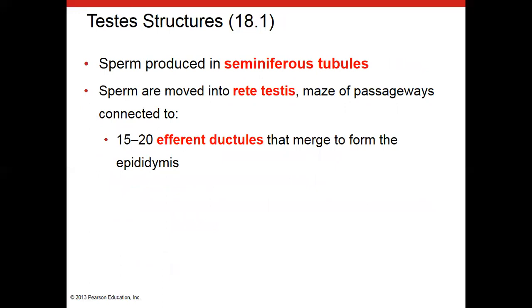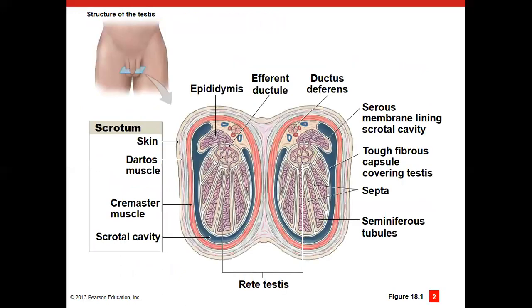Once they're produced in the seminiferous tubules, sperm are moved to the rete testis, which is basically passageways to transport sperm from where they're produced in the seminiferous tubules to the epididymis by way of small ductules called efferent ductules that merge together to form the epididymis. So take a look at these structures here. These purple structures all in here are seminiferous tubules. They are separated into lobules in the testis.